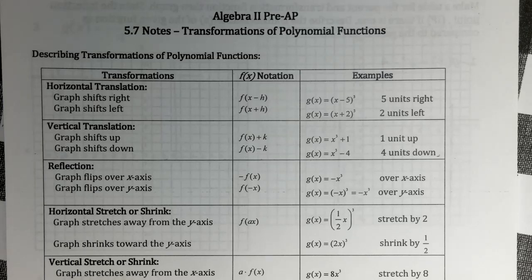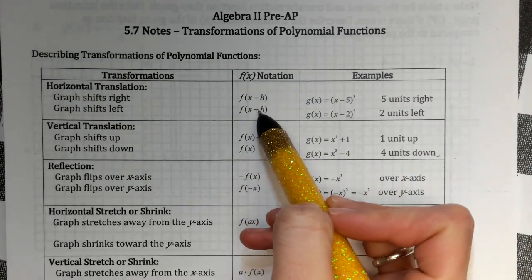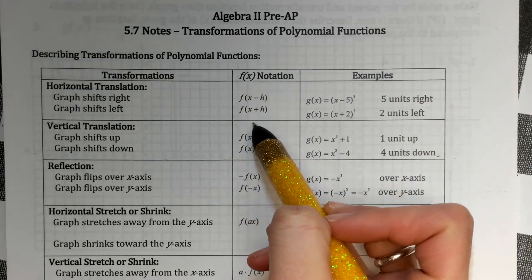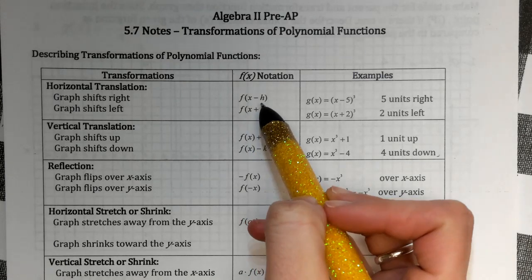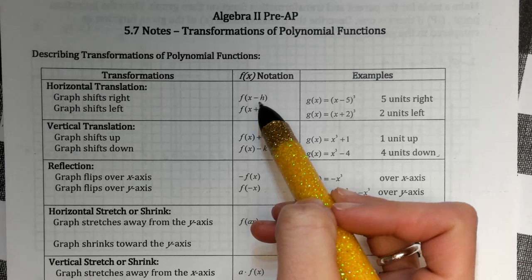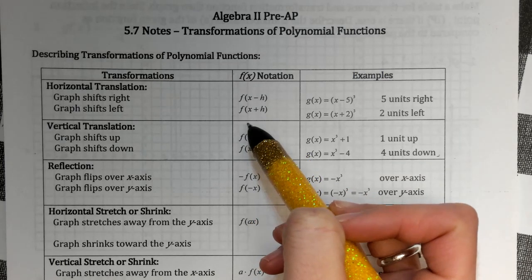So I've got the table, and I think when we did quadratics, I did the same table, or close to it. Remember that if it happens inside parentheses with your x, then it's the opposite of. X is your liar, okay? So if I have x minus h, your instinct is to say that it goes to the left. But remember that everything with x is opposite of.